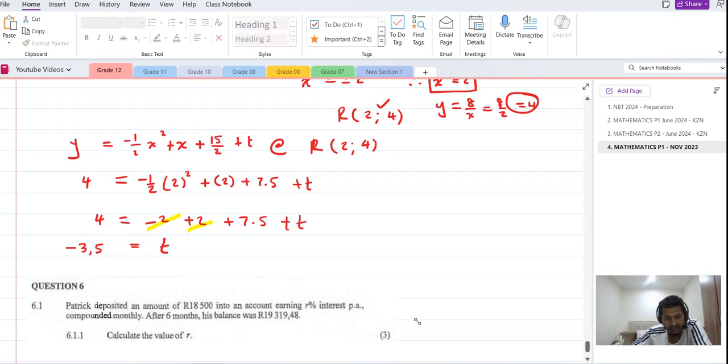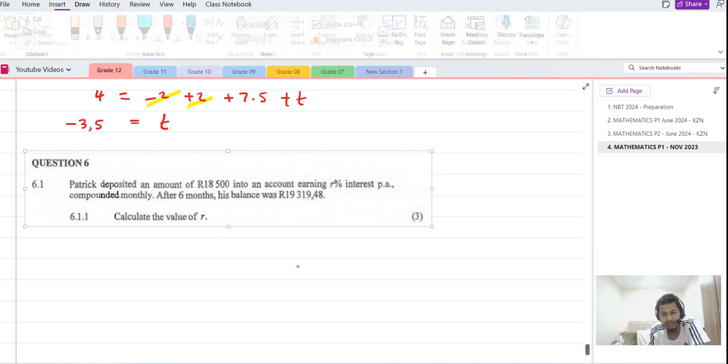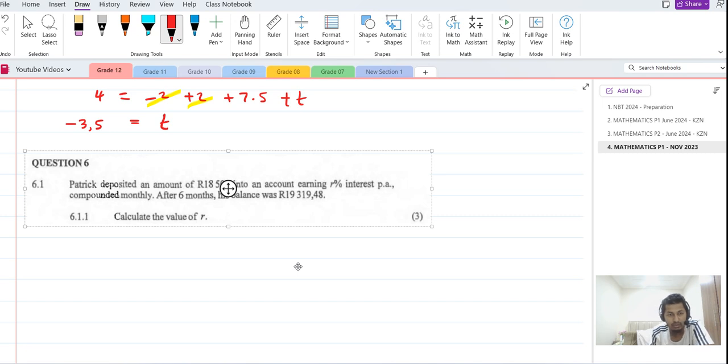We want to calculate the value of R. Let's see. Patrick deposited an amount of 18,500 into an account earning R% interest per annum compounded monthly. Now because it's compounded monthly, so he deposited some amount. So we have a formula A equals P into 1 plus i to the power n.